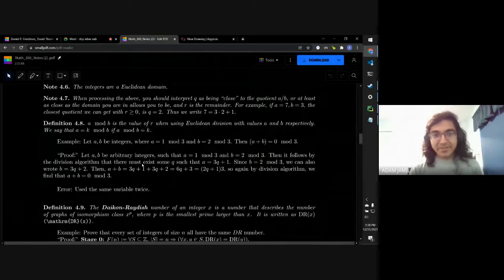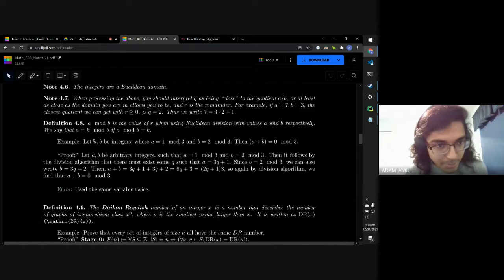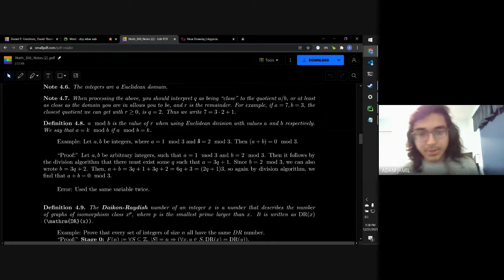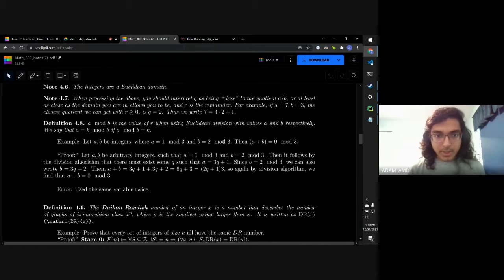Now let's use this knowledge of Euclidean division. So what do I have here? Let a and b be integers, where a is 1 mod 3. So if I did a Euclidean division with a and 3, that remainder should be 1. And b is equal to 2 mod 3. So if I did Euclidean division with b and 3, then the remainder would be 2. And now I want to prove that the sum of a and b is equivalent to 0 modulo 3.